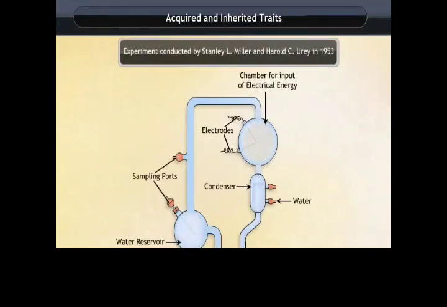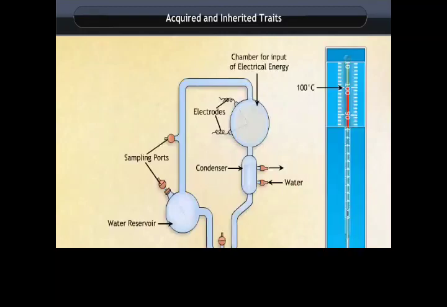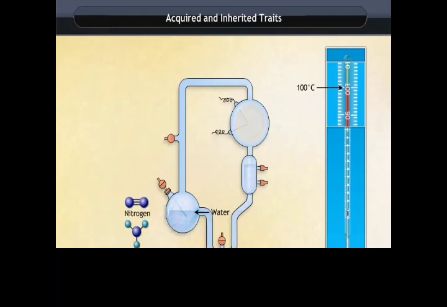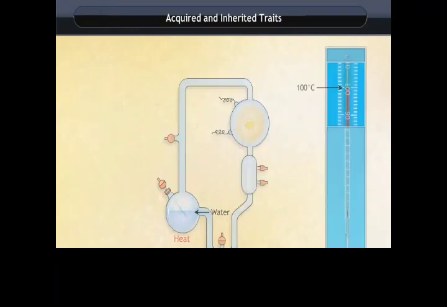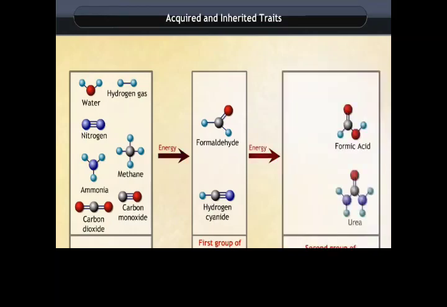Experiment conducted by Stanley L. Miller and Harold C. Urey in 1953. They assembled an atmosphere similar to that thought to exist on Earth at that time. This had molecules like ammonia, methane, hydrogen gas and nitrogen, but no oxygen, over water. This was maintained at a temperature just below 100 degrees Celsius, and sparks were passed through the mixture of gases to simulate lightning. At the end of a week, 15% of carbon from methane had been converted to simple compounds of carbon, including amino acids, which make up protein molecules.